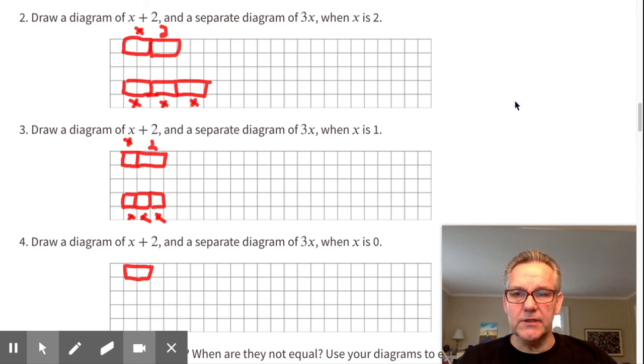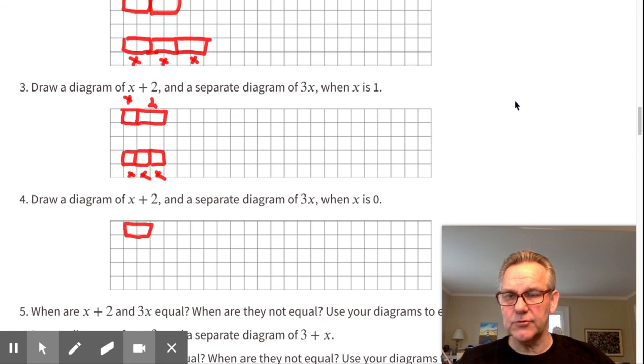Next one, draw a diagram of x plus 2 and a separate diagram of 3x when x is equal to 1. Well, this time x is equal to 1. So here's my x is equal to 1. And here I have the 2, a total of 3. And we notice this, in fact, is equal because this x and this x and this x are each 1. So both of these expressions are worth 3 when x is equal to 1.